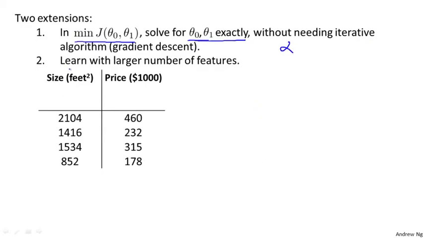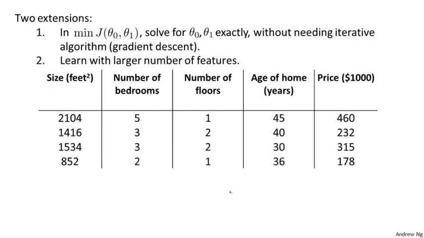Second, we'll also talk about algorithms for learning with a larger number of features. So far we've been learning with just one feature, the size of the houses, and using that to predict the price. So we're trying to take X and use that to predict Y. But for other learning problems, we may have a larger number of features. For example, let's say that you know not only the size, but also the number of bedrooms, number of floors, and the age of the home, and you want to use that to predict the price of the houses. In that case, maybe we'll call these features X1, X2, X3, and X4. So now we have 4 features.